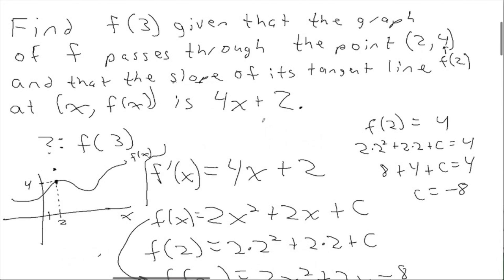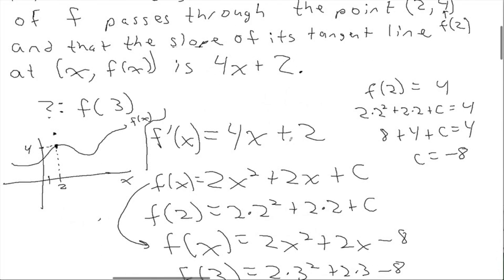So let's review the steps here. The question was asking us for f of 3, but they didn't tell us f. They told us 4x plus 2. What function does 4x plus 2 stand for? F prime of x. How do you know? Well, they told you it was the slope. Well, what's the graphical interpretation of the derivative? The slope. So when they say it's the slope, they really mean it's the derivative. So we had that this derivative is 4x plus 2.